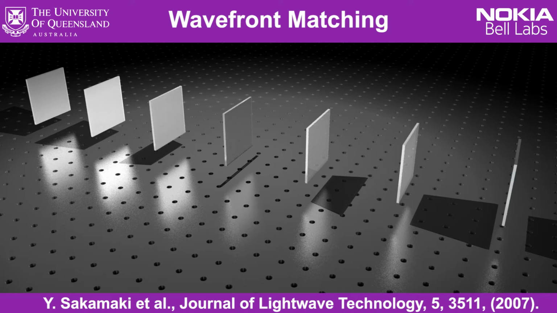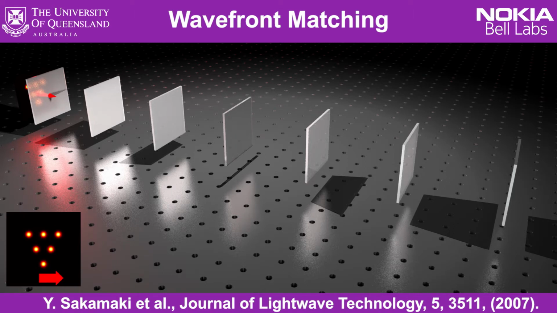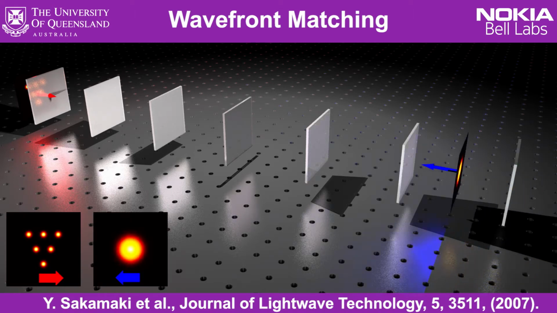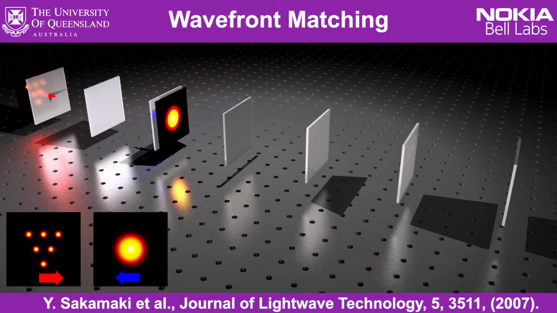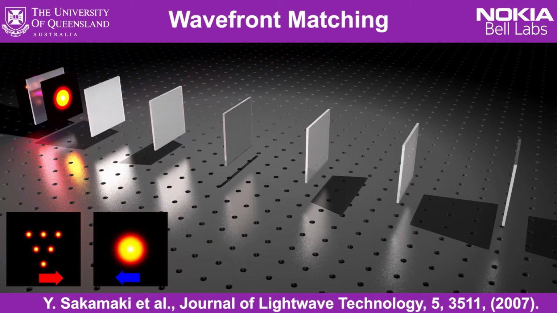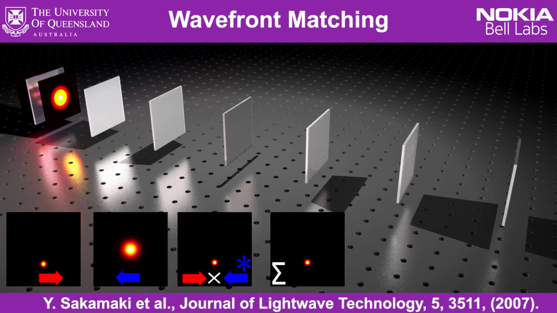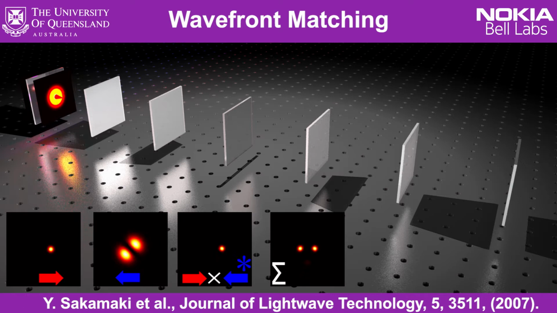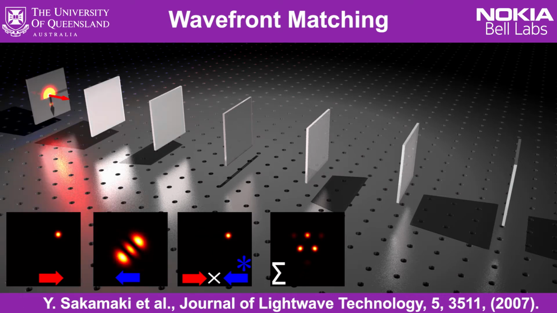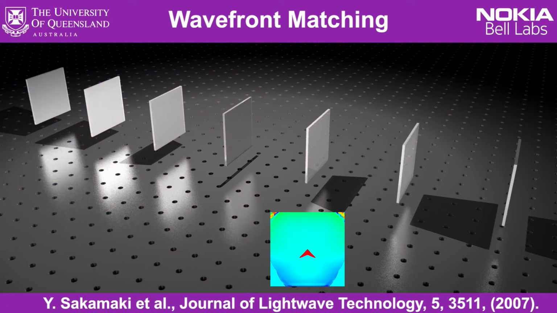So to start with, we propagate each of the input modes from the source to the first plane. Then we propagate the output modes backwards through the system to meet them at that same first plane. To calculate the phase mask we should use for that plane, we perform the spatial overlap between each pair of input and corresponding output modes, and we sum all of those overlapped fields for each pair of input and output modes together. Then we take the phase of that superposition, and that's our new phase mask for that plane.